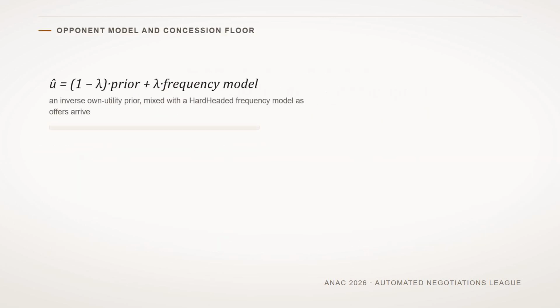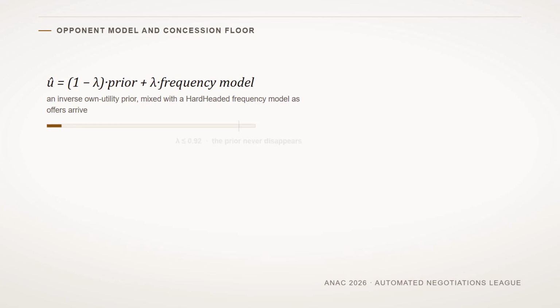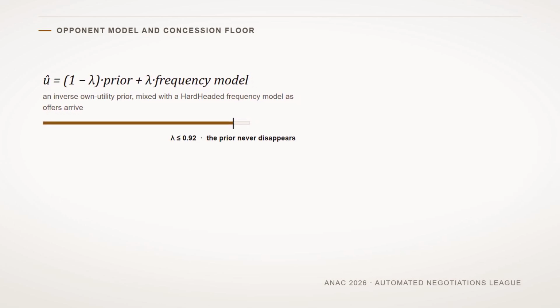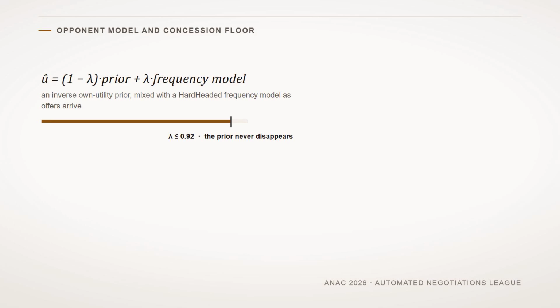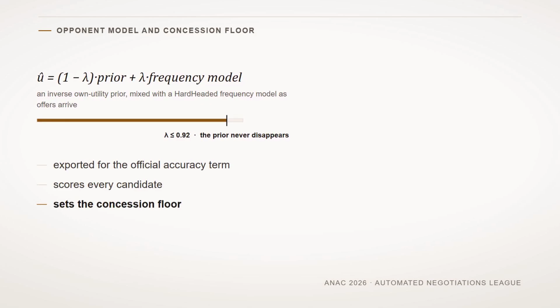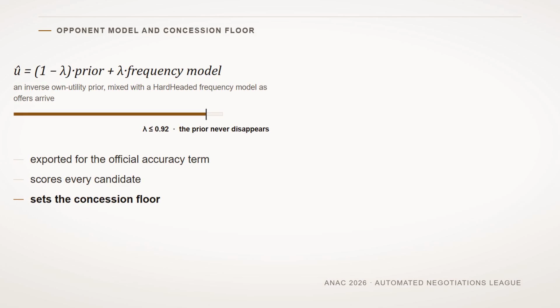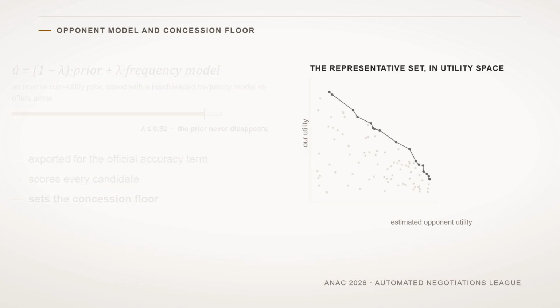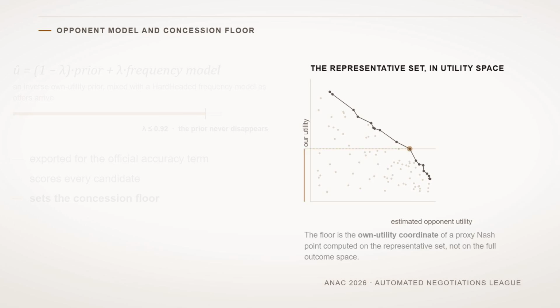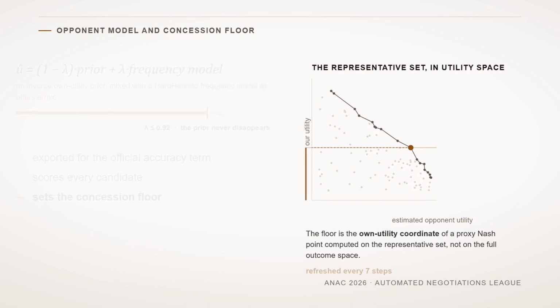The opponent estimate is a blend, an inverse own utility prior mixed with a hard-headed frequency model as offers arrive. With the evidence weight capped at 0.92, that single estimate does 3 jobs. It is exported for the official accuracy term, it scores candidates, and it sets the concession floor, the own utility coordinate of a proxy Nash point on the representative set, scaled a little below 1 and refreshed every 7 steps.